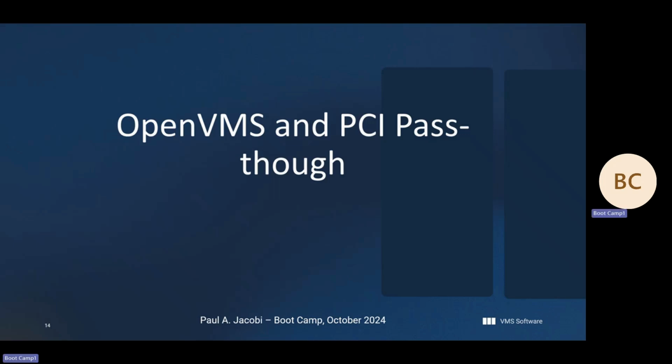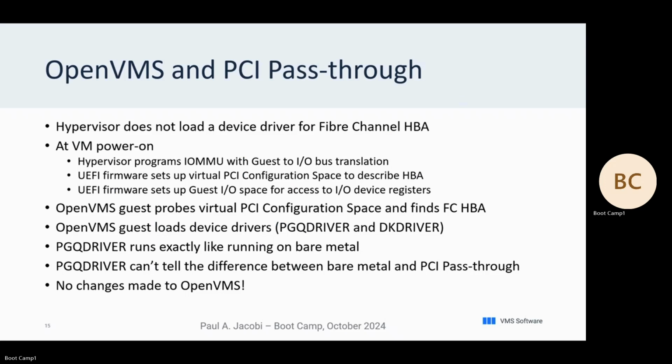So let's look at how OpenVMS works with PCI pass-through. In this mode, the hypervisor does not load a device driver for the fiber channel host bus adapter. However, at power on, the hypervisor does set up the IO MMU unit with the guest to IO bus translation. The UEFI firmware also sets up the PCI configuration space to describe the host bus adapter, and it sets up guest IO space so we can access IO registers on the card.